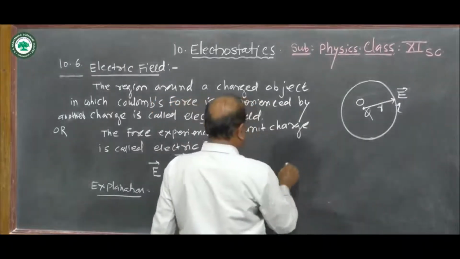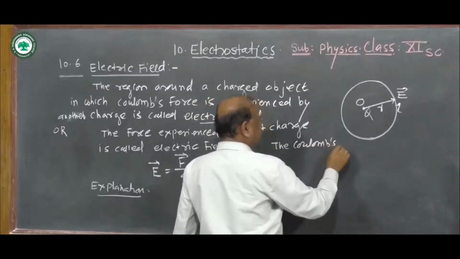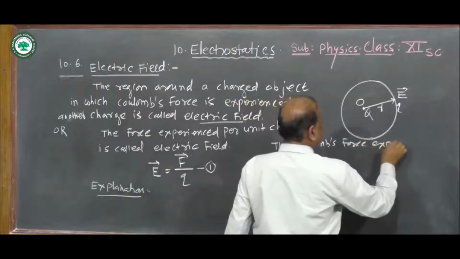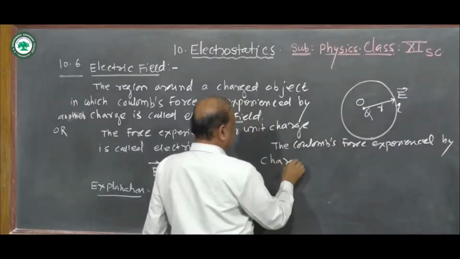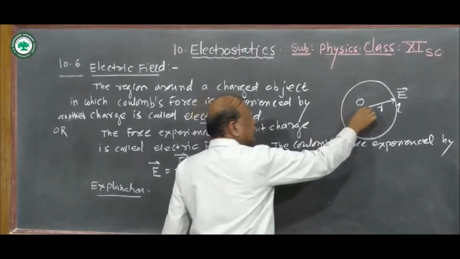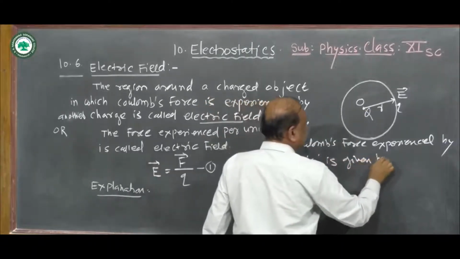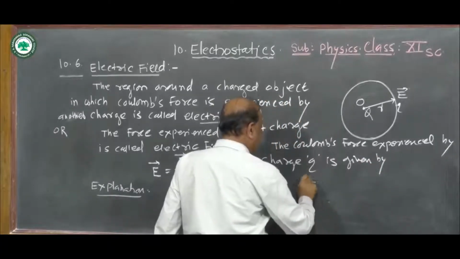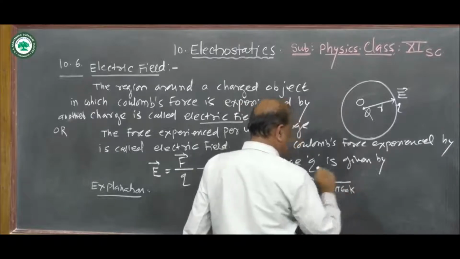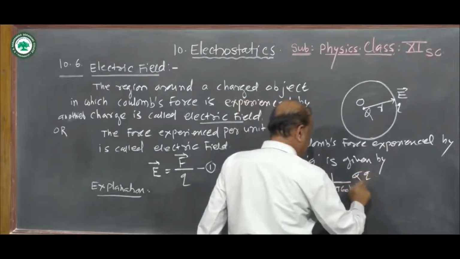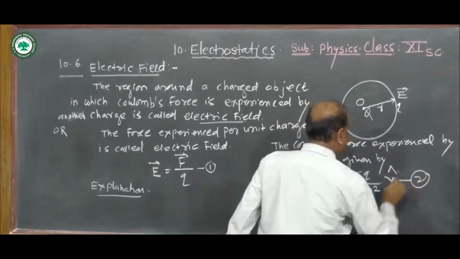Therefore we write the Coulomb's force experienced by charge q due to the charge capital Q, which is given by F bar equal to 1 upon 4 pi epsilon 0 K, into capital Q q divided by r square, into r cap. This is equation number 2.